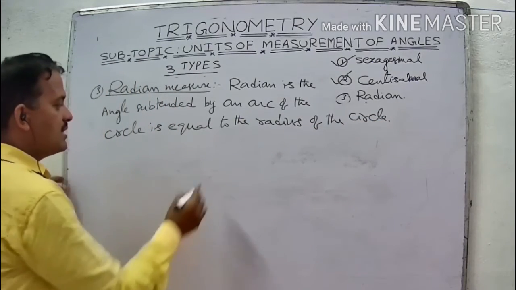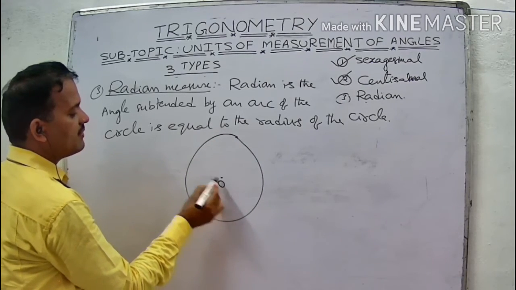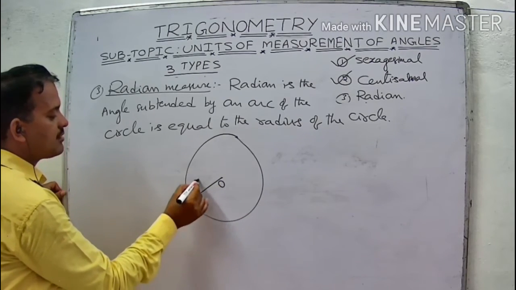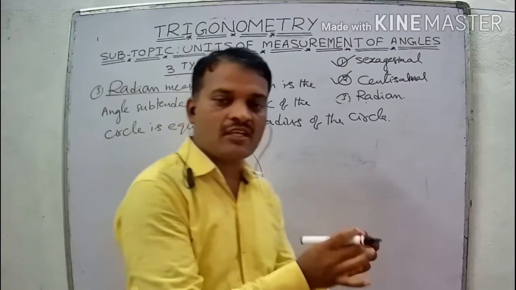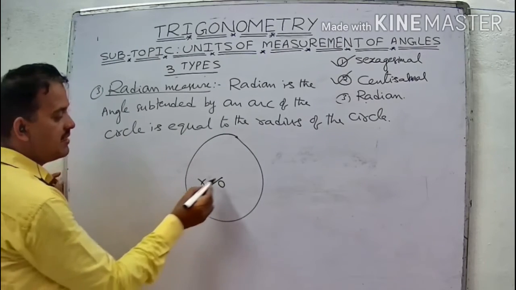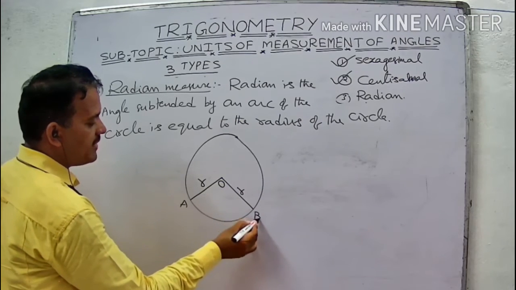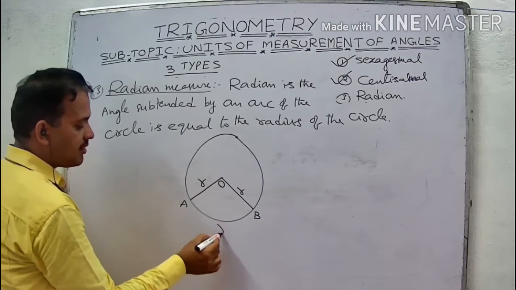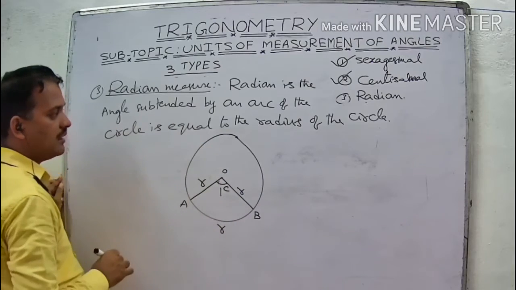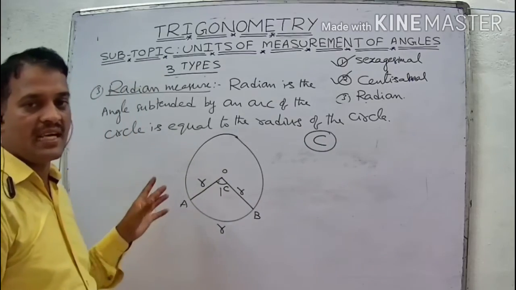So see all of you. First of all, I consider a circle, and in the circle this O is called the center of the circle. Here this is called the radius. What is the radius? The length from the center of the circle to any point on the circle is called the radius. Again here you consider one more radius, this is called A and this is called B. Now this length is the radius, and this arc length is also R, so it makes 1 radian. Radian is measured as C.